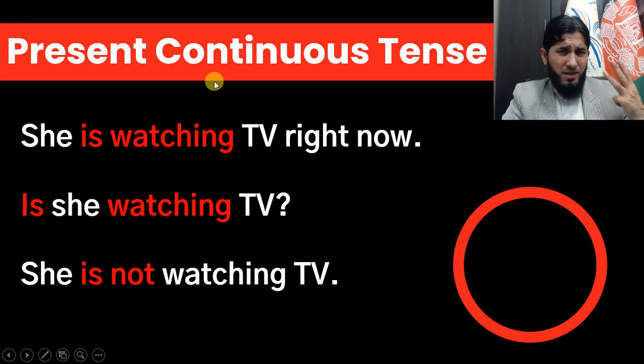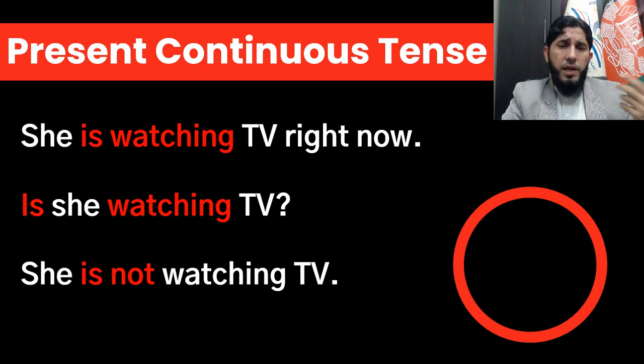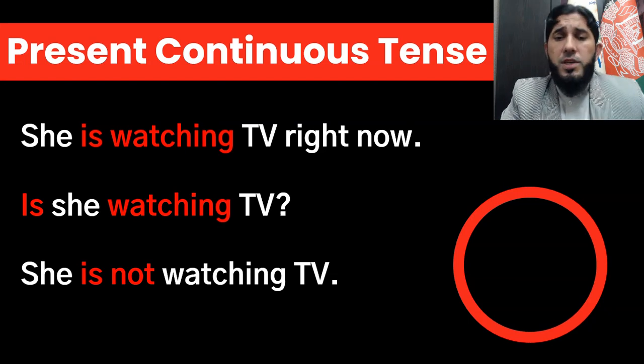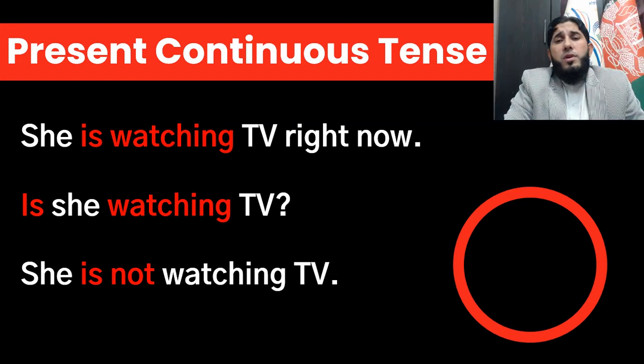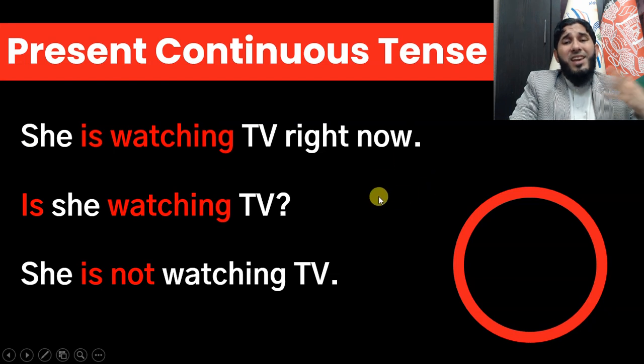Okay, present continuous tense. Now the three continuous tenses. This present continuous tense is mainly used to talk about an action that is in progress at the moment of speaking, like right now. I mean, you're talking about something and the action is in progress, is going on.